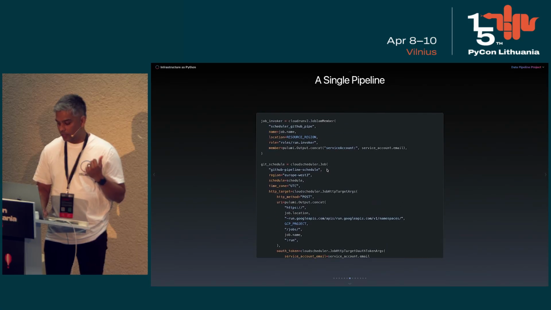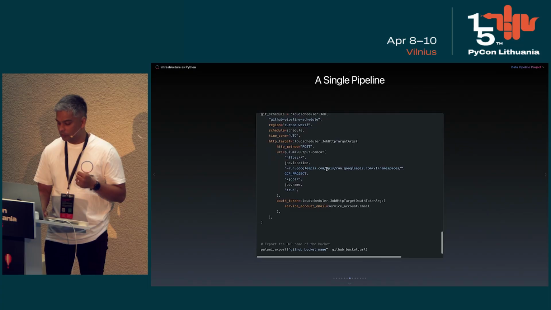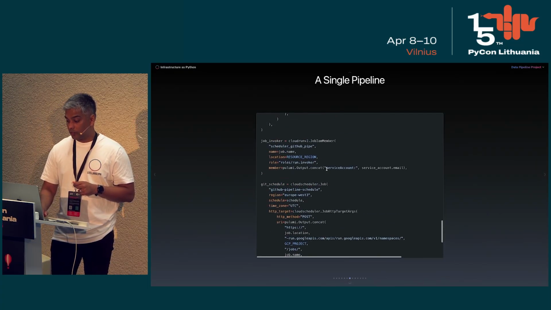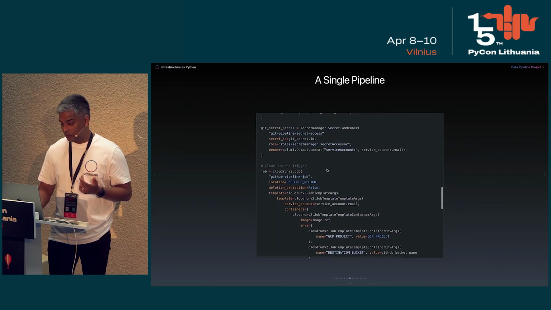So we've got the Cloud Run and then how to actually execute it. There's a schedule resource and a job invoker resource, which gives permission for that schedule to invoke the Cloud Run job. So that's really nice, but it is quite verbose.